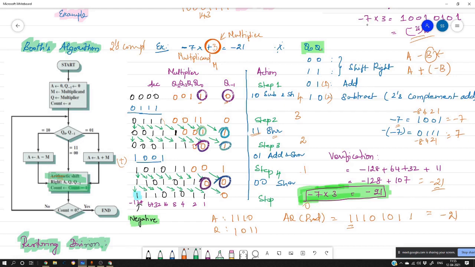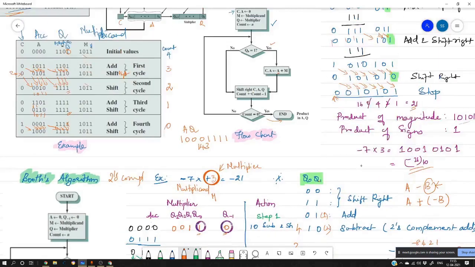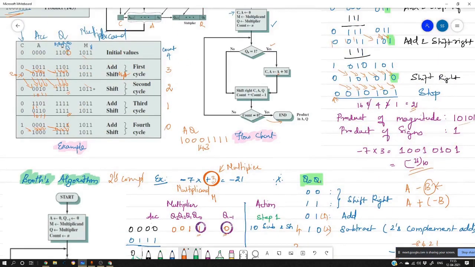So in the previous method, what we did was, when there is a one, we add. When you have a sequence of ones, you continuously do addition. When it is 0, we simply do only shifting. That is, when this Q naught is 0, we only do shifting. But in case of continuous ones, we keep adding.